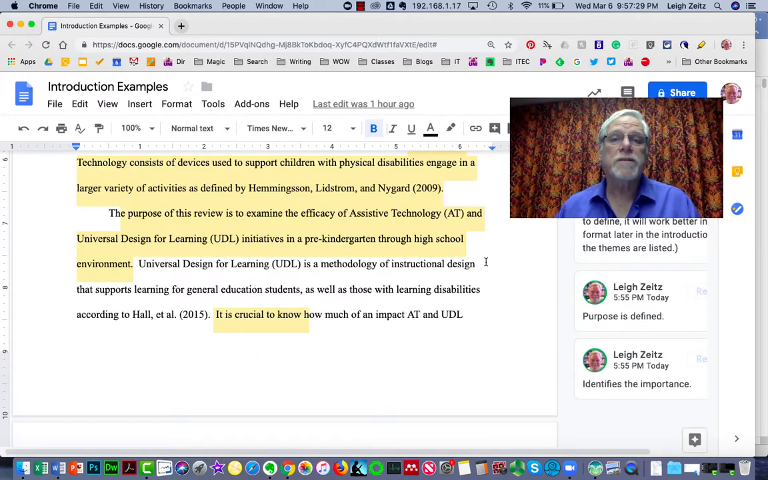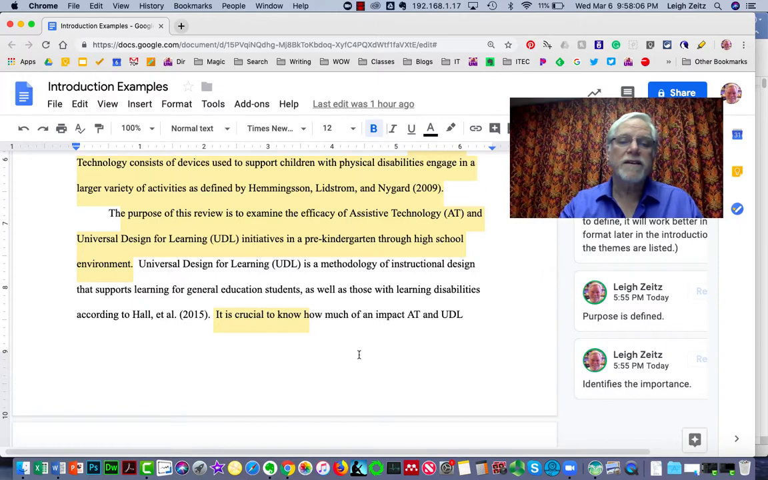So let's go to the purpose. Now, the purpose of the review, in this case, is to examine the efficacy of assistive technology. It's important that your reader knows what the purpose is. I think that it's a good idea to make sure that your purpose is on the front page, maybe on the second page, but if you get into the third or fourth page and you haven't identified why you're doing this, then your reader is going to be lost. So make sure that they understand what the purpose is.